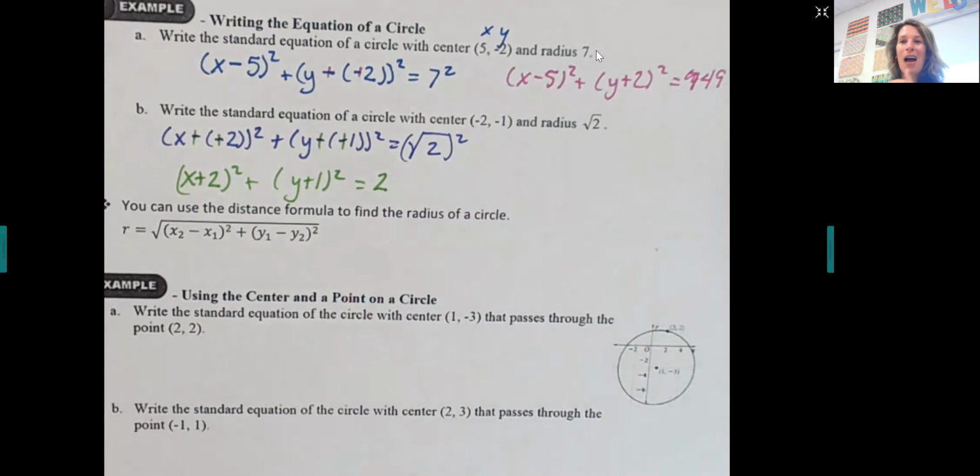Now the next one, I'm going to give you a point, and then we're going to have to find the radius. We're just finding the distance. We're finding the distance from the center to the edge. And distance formula, I know it's your favorite.